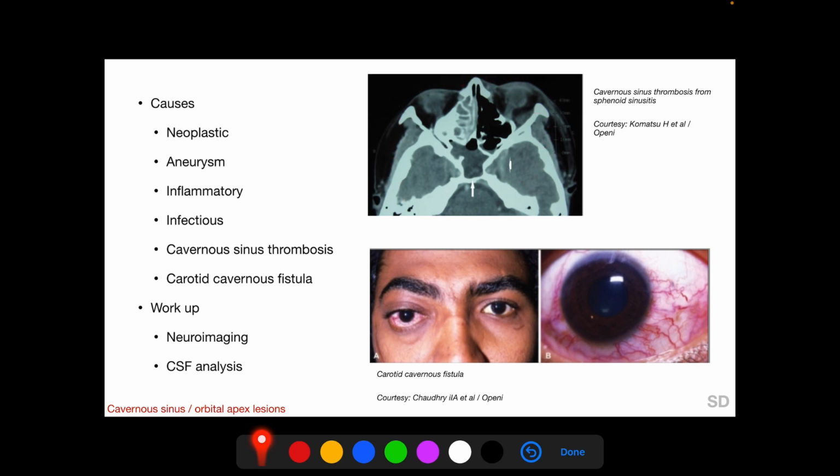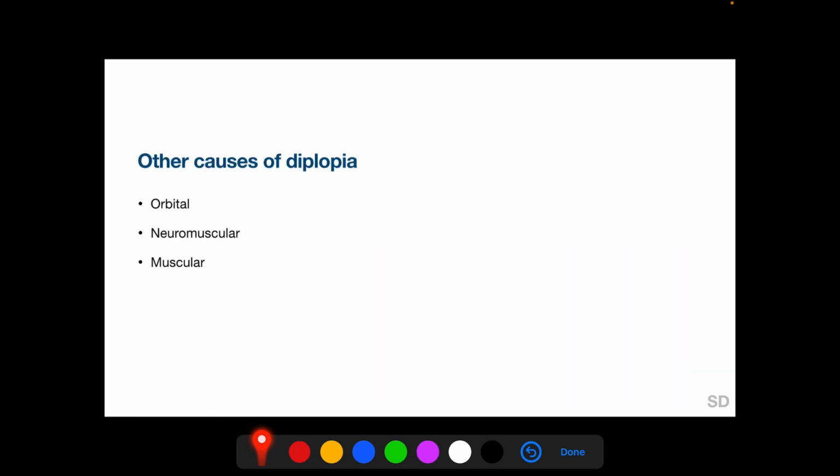This picture shows a left-sided cavernous sinus thrombosis, and we can see that the left cavernous sinus is dilated as compared to the right cavernous sinus. And this picture shows a patient with a right-sided carotid cavernous fistula, and in this situation we find arterialization of the venous channels of the conjunctiva. Other causes of diplopia can be from orbital lesions, from disorders of the neuromuscular junction such as myasthenia gravis, or from muscular disorders such as congenital muscle dystrophies.